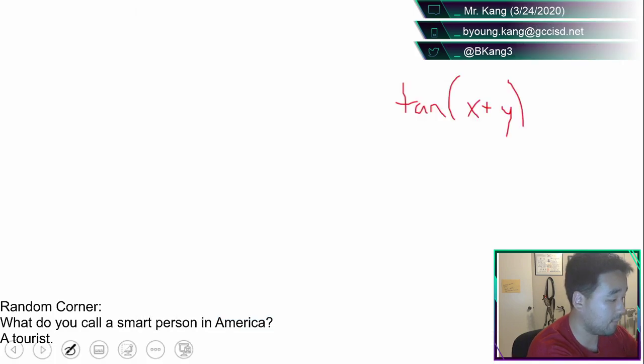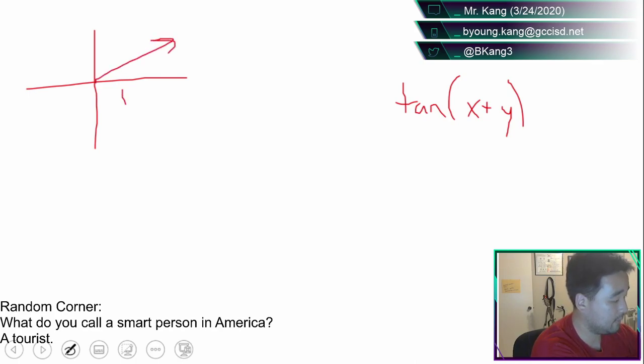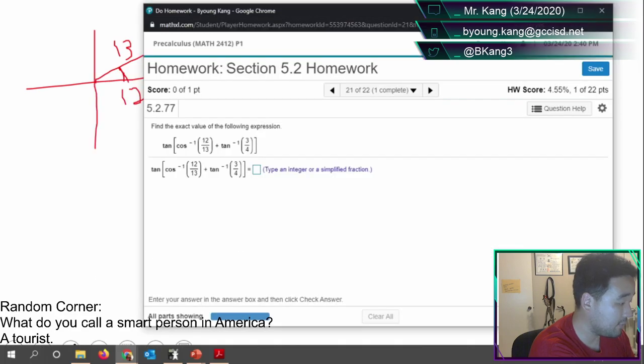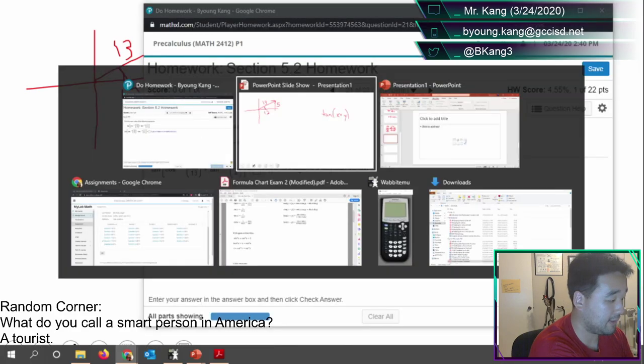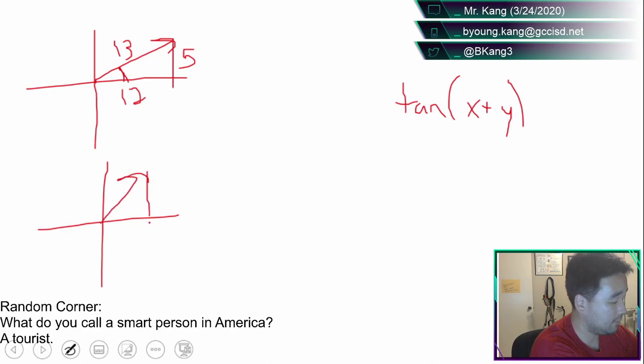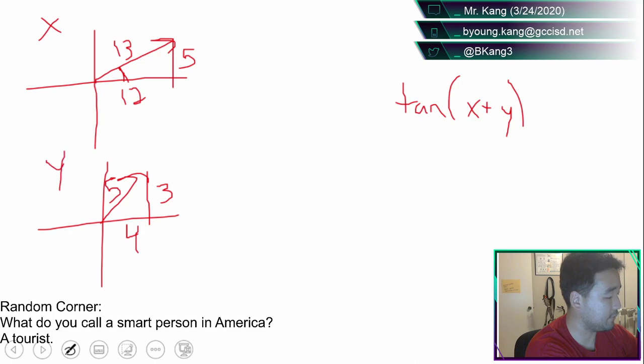So inverse cosine 12 over 13, it's a positive number, so it has to be in quadrant 1. Pythagorean theorem gives me 5 for the other side. So that's angle number 1. Angle number 2 is also positive, so again, I need to be in quadrant 1, but now it's going to be 3 over 4. So tangent would be opposite divided by adjacent, and Pythagorean theorem gives me 5 for the hypotenuse. If you just think of this as x and this is y, you label them whatever you want.